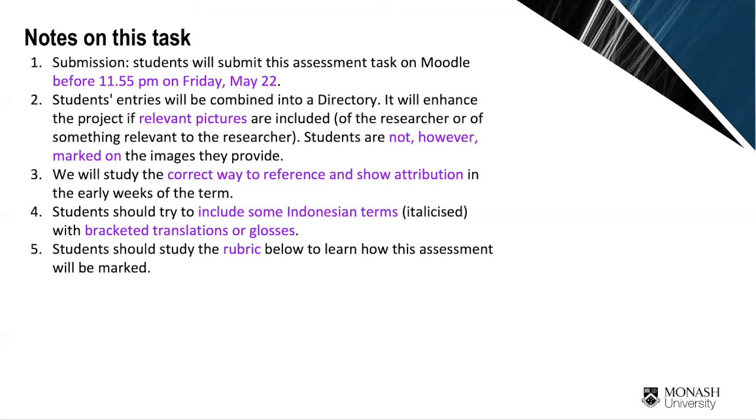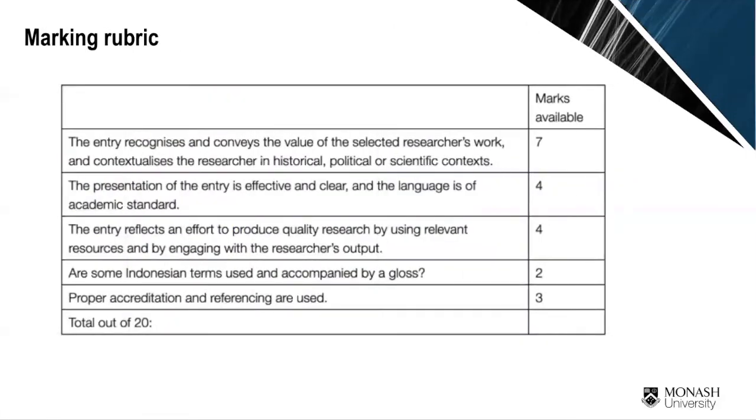Now, at the end of the day, we all want to get the highest mark possible, right? So don't forget to check your unit guide and have a look at the marking rubric. You can see here that the value of the selected researcher's work and contextualization of the researcher in historical, political, or scientific context makes almost 30% of the marks, 7 out of 20. Academic language use and relevant resources use are each 4 out of 20. Your use of Indonesian terms, well, you'll get the 2 points for it. And if you cite and reference correctly, then you get the 3 full points for free.